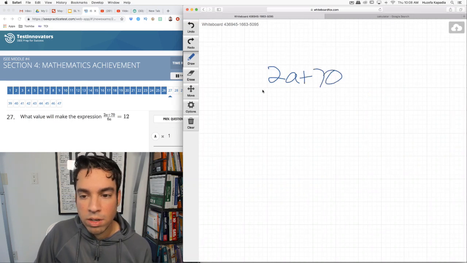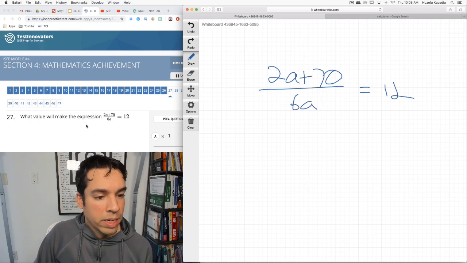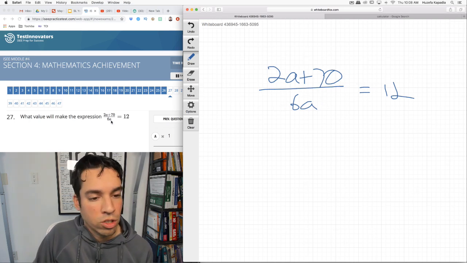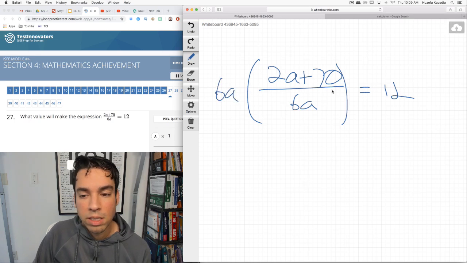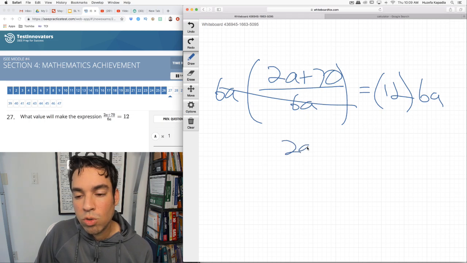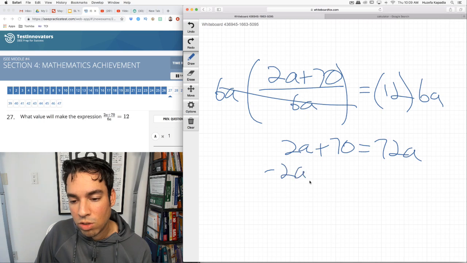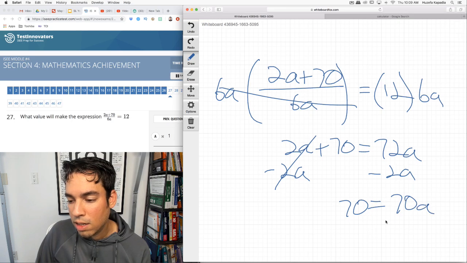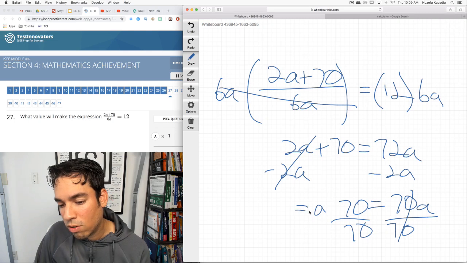2a plus 70 over 6a equals 12. Okay, what value will make the... Wait, what? Oh, they're just saying solve for a. That's trying to confuse you. All right, first thing I'm going to do is I don't like having this in the denominator, so I'm going to multiply both sides by 6a, because that's going to get rid of this weird fraction. Those cancel out. Now I have 2a plus 70 equals 6a times 12, which is 72a. Now let's get the variables together, so I'm going to subtract 2a from both sides, and I get 70 equals 70a. Divide both sides by 70, but you already know a equals 70 over 70 is 1.